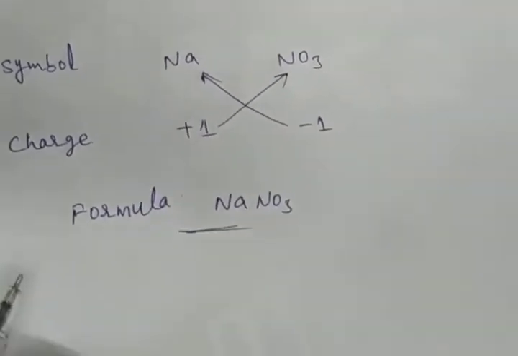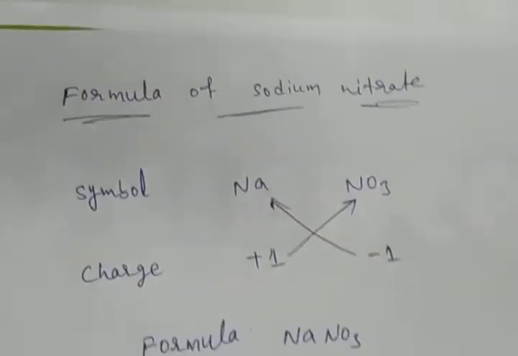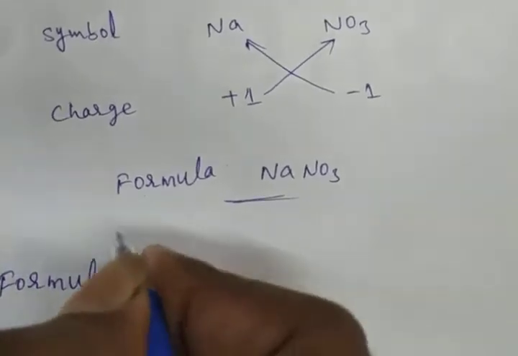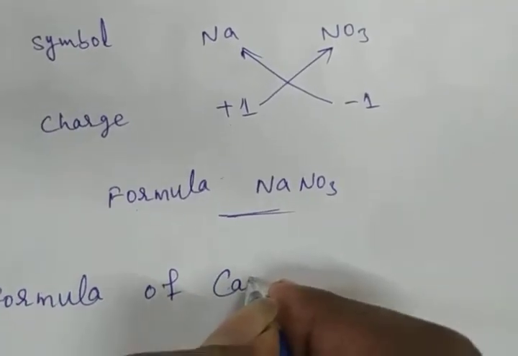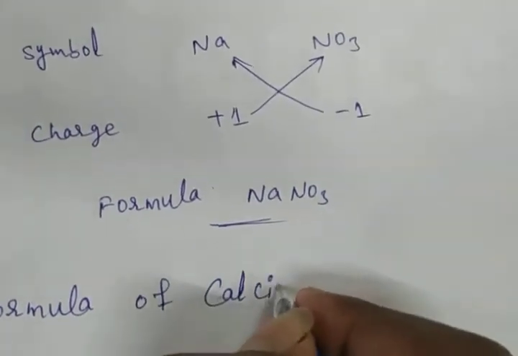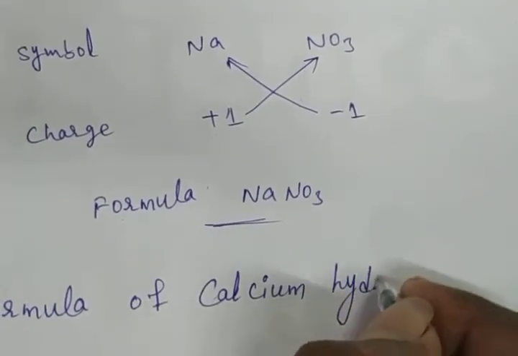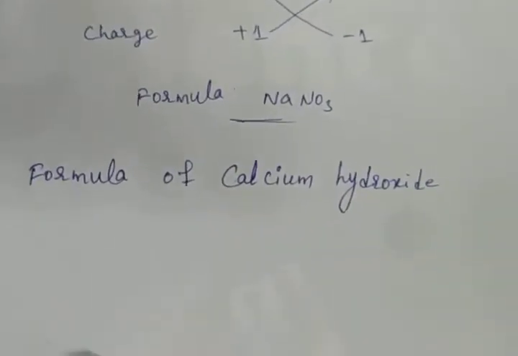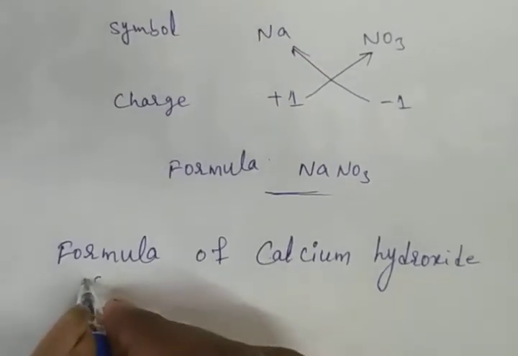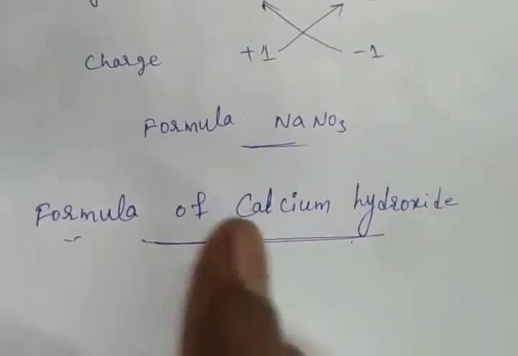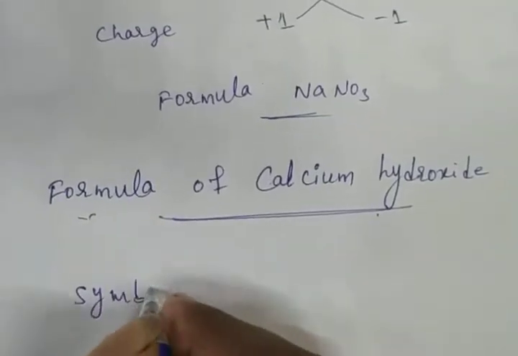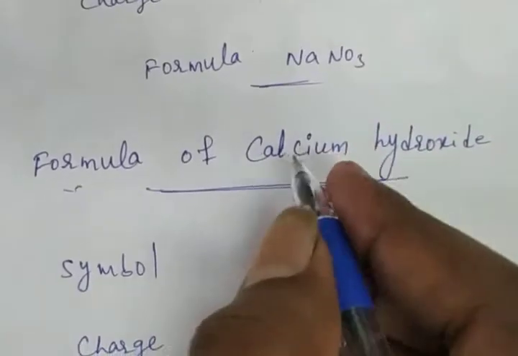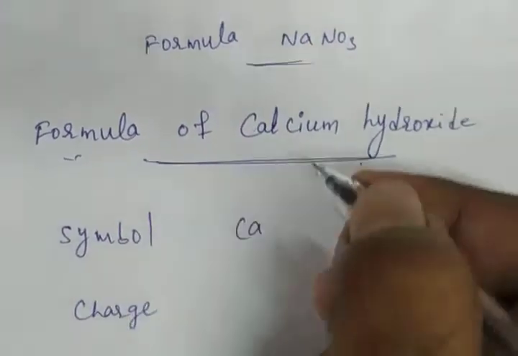Now let us go to the formula of calcium hydroxide. Okay, formula of calcium hydroxide. Now calcium hydroxide. What is the symbol of calcium hydroxide? First we have to write the symbol, then charge. What is the symbol of calcium? Ca.